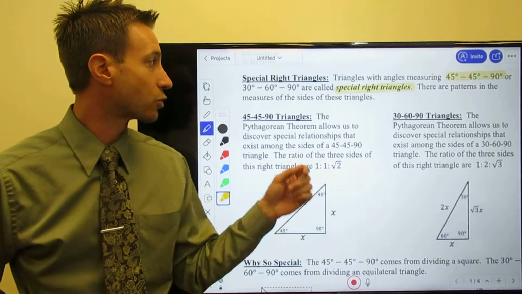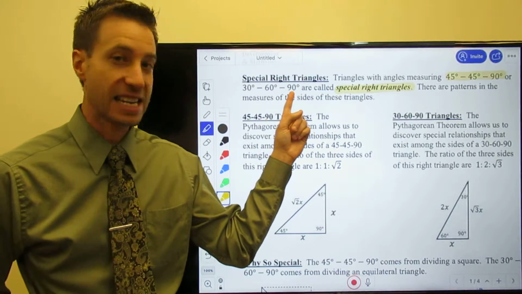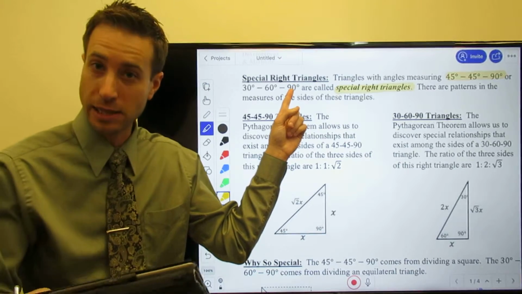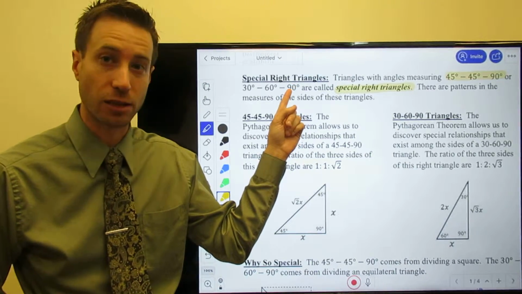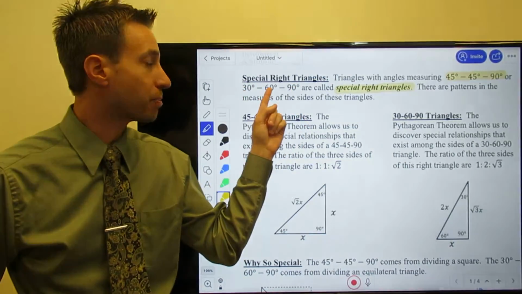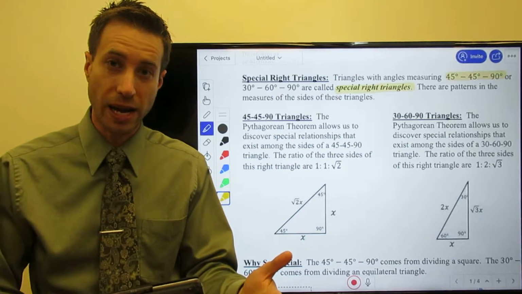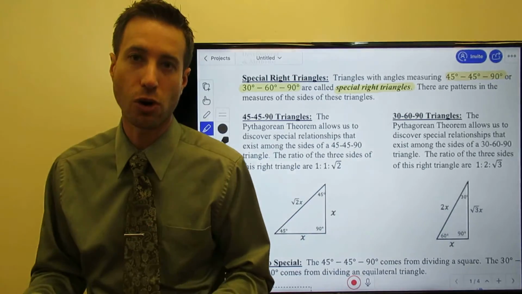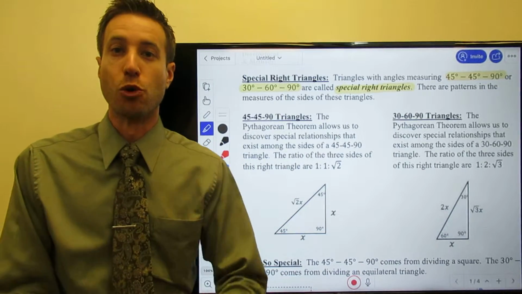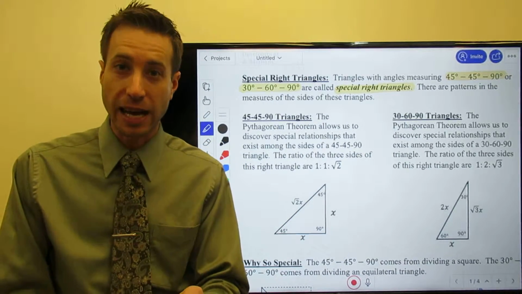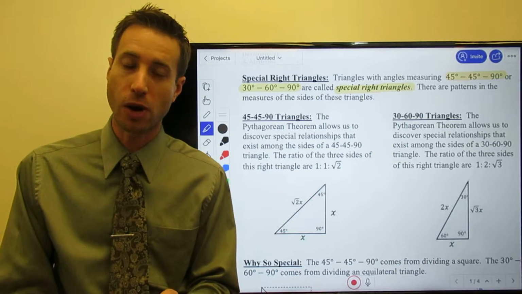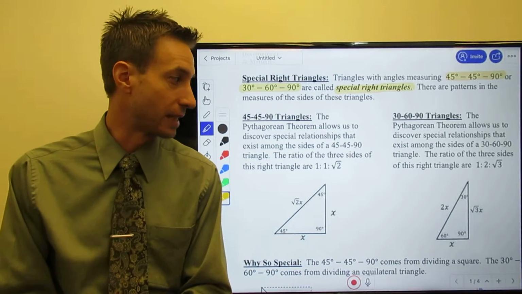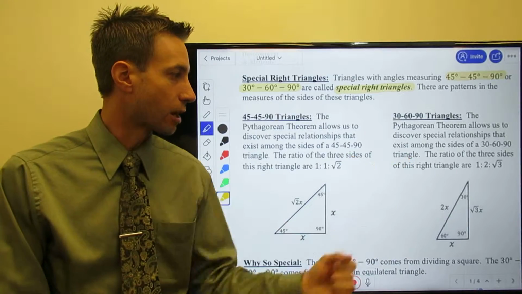The second special right triangle is the 30, 60, 90 right triangle. So 90 degrees is what makes it a right triangle. That's a 90-degree angle. 30 plus 60 is also 90. 90 plus 90 is 180. So those are our two special right triangles. Now, the ratio of the sides of these special right triangles is really, really important, and that's what I talk about right here.